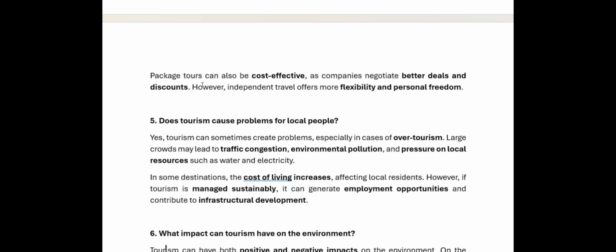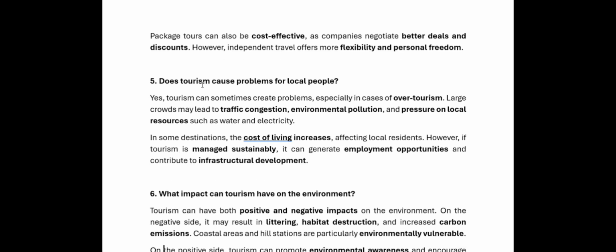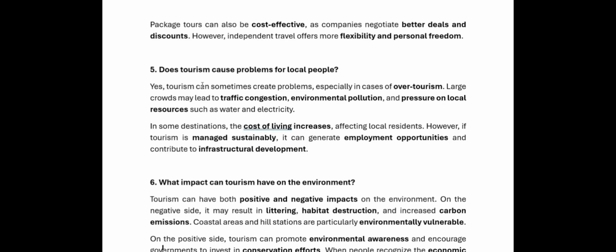Right. Question number 5. Does tourism cause problems for local people? Yes. Tourism can sometimes create problems. Be very neutral when you are speaking about any controversial issues. So the word is can, speaking about the possibility, and the word is sometimes. You are not saying always. So it is sometimes.